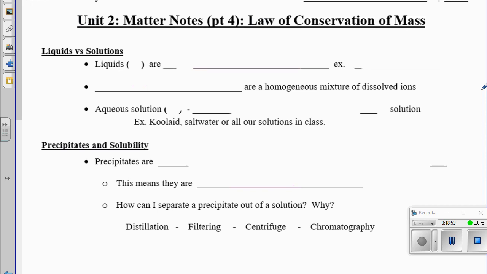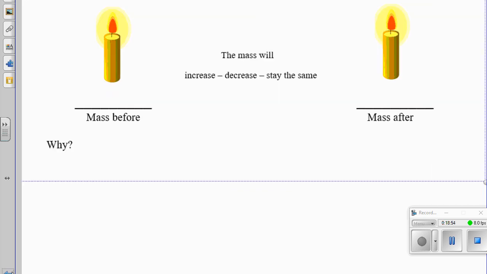The first thing I want you to do, and I know this is a little out of order, is flip it to the back where the picture of the candles are.